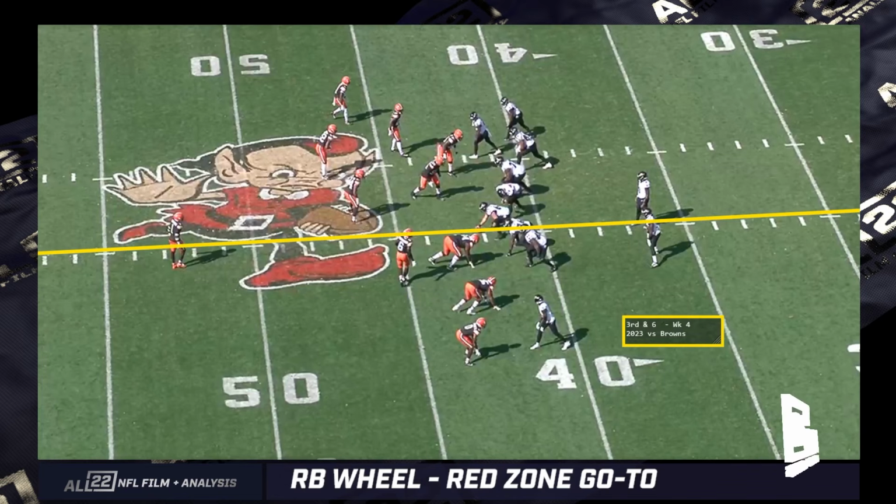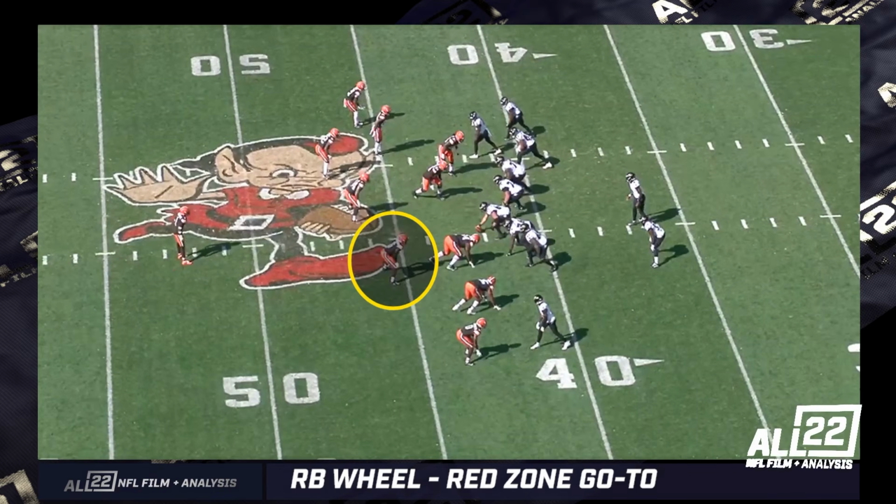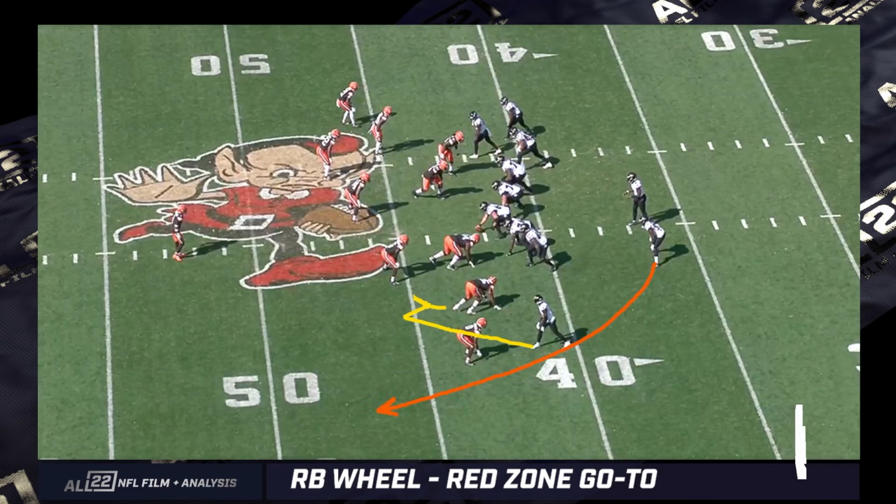But to this point here, I believe this is week 4, 2023, the Ravens hadn't really utilized the running back wheel much at all. This is a 3rd and 6. And what they've done here is they've isolated the inside linebacker, JOK, who hopefully at some point is able to come back healthy and make a contribution for the Browns or someone else. They've isolated him on the running back.